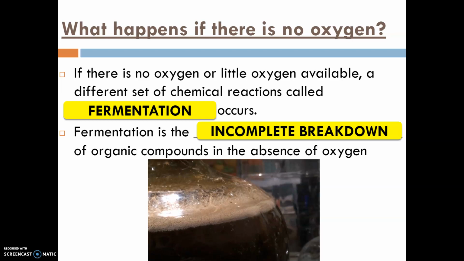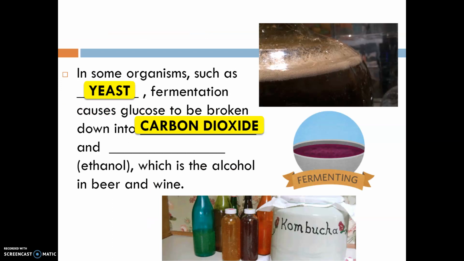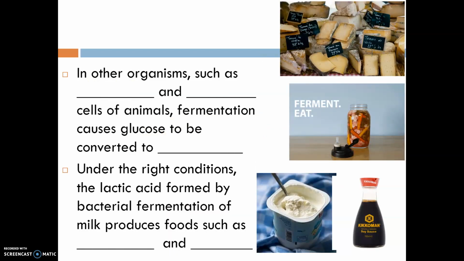This reaction is called fermentation. Fermentation is the incomplete breakdown of organic compounds, like glucose, in the absence of oxygen. So in some organisms, such as yeast, fermentation causes glucose, a type of carbohydrate, to be broken down into carbon dioxide and ethyl alcohol. This is also known as ethanol, which is the alcohol in the beer and wine industry.